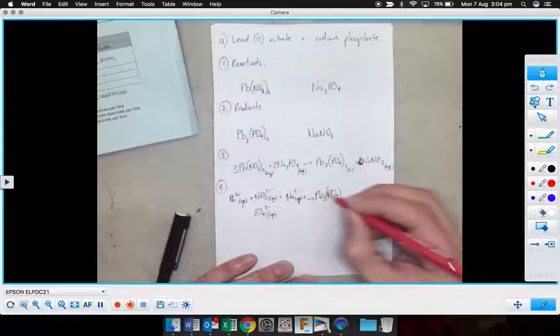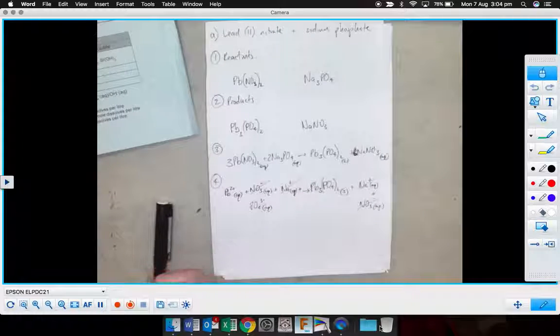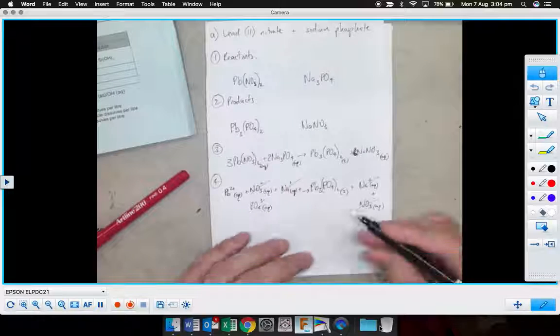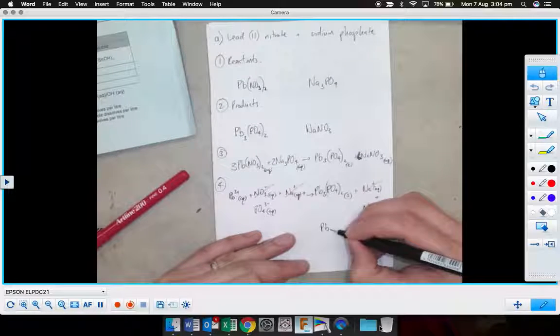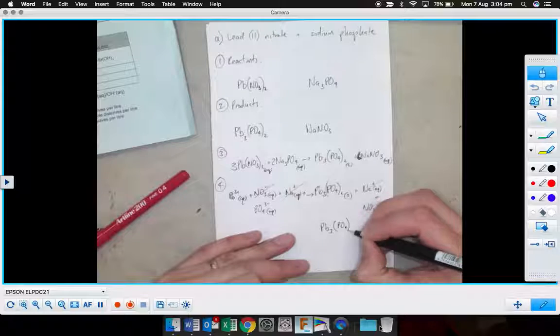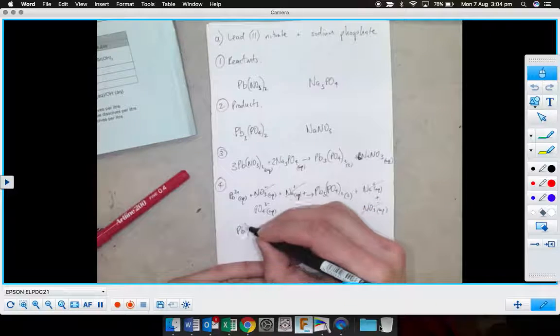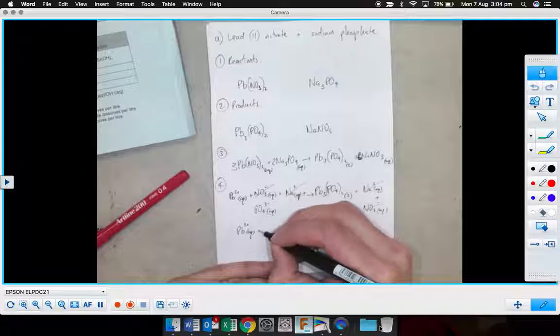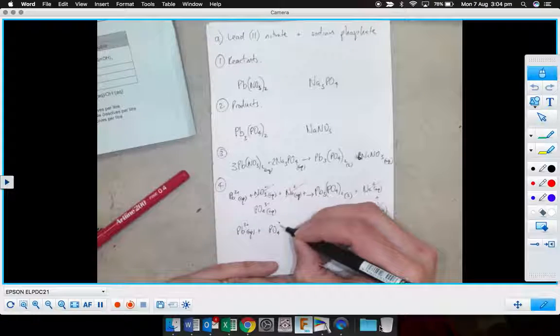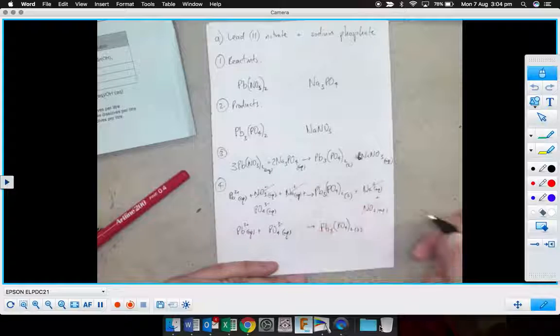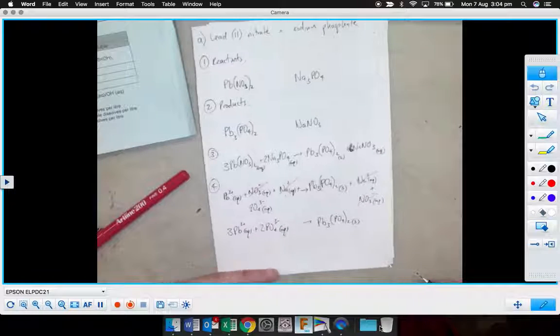Out goes that one, out goes that one, out goes that one, out goes that one, and what are we left with? We are left with Pb3(PO4)2 solid, which comes from Pb2+ aqueous plus PO43- aqueous. We'll have to balance that out. A 3 here, a 2 here, and that's it.